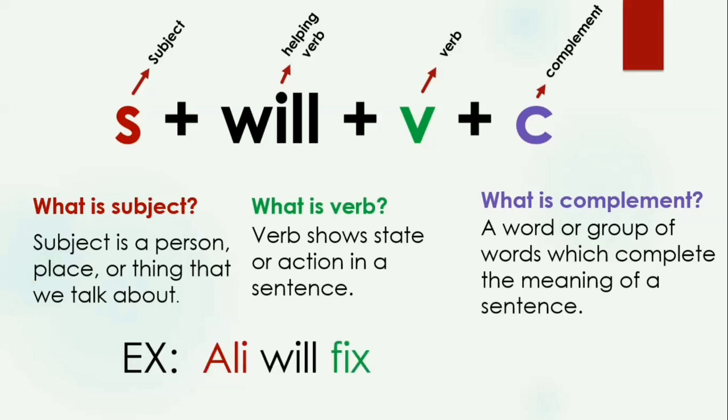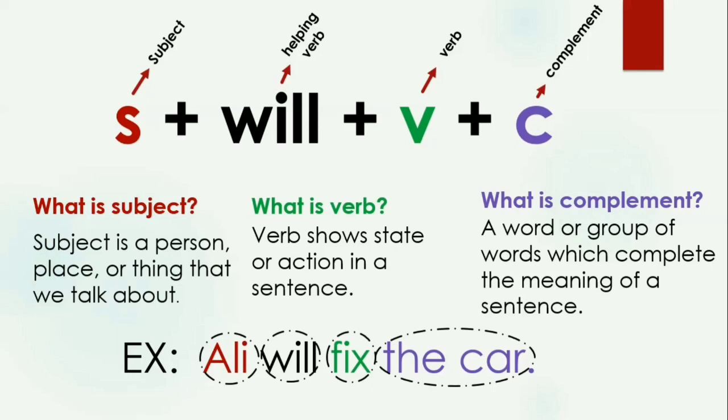For example, Ali will fix the car. In here we are talking about Ali, so Ali is the subject. Will is a helping verb. It helps us to make the future tense. Fix is the verb because it is the action of the subject. The car is the complement because it completes the meaning of the sentence.